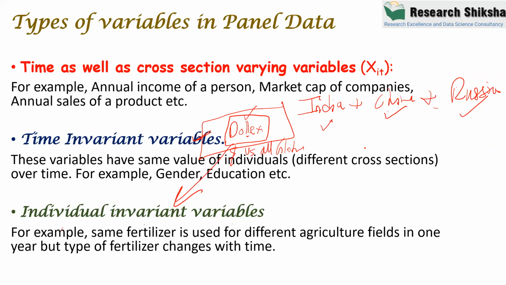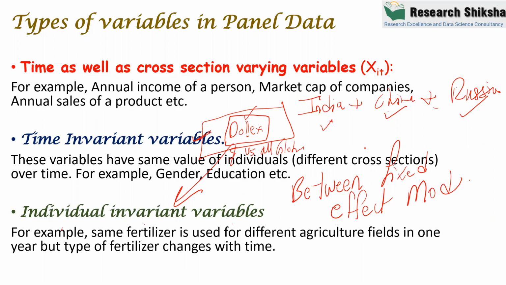This variable cannot be incorporated in the model called the between fixed effect model. There is a model called the between fixed effect model, and we cannot take this kind of variable in it. That's why I'm explaining this. Please think about what is a time invariant variable, what is an individual invariant variable, and what is the changing variable.